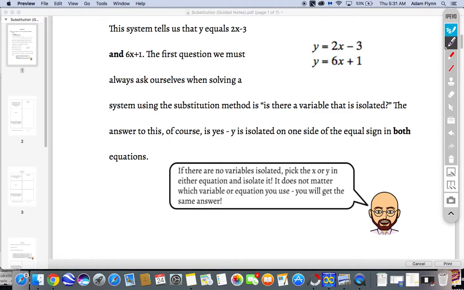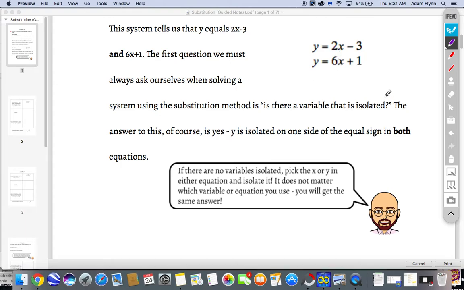So I'll be taking a look at this system on the right here. Okay, I've got y equals 2x minus 3 and y equals 6x plus 1. So this system tells us that y equals 2x minus 3 and 6x plus 1, because remember, this system is going to have the same ordered pair as a solution.